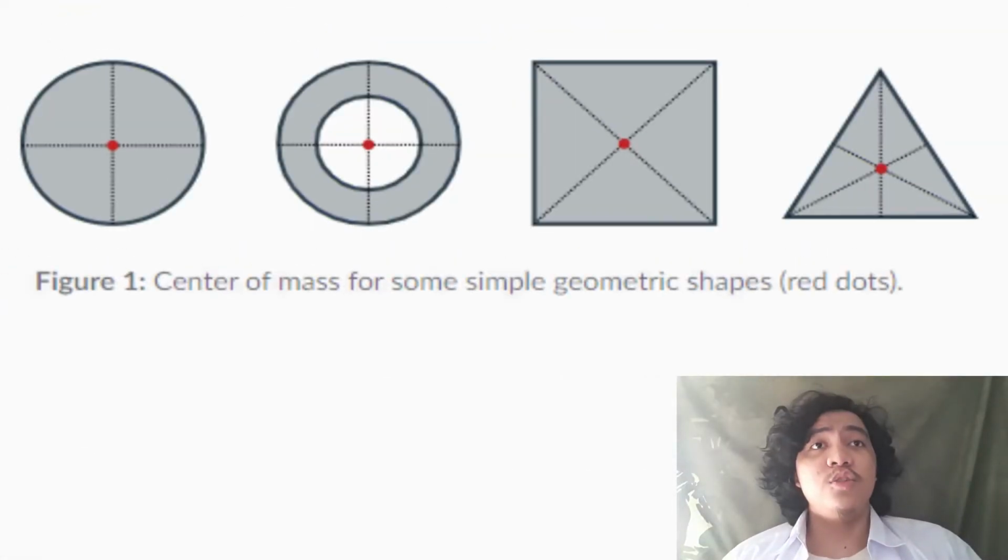Here are examples of geometric shapes with a center of mass. As you may have seen, the center of mass of a uniform disc shape would be at its center. Therefore, sometimes the center of mass doesn't fall anywhere on the object. The center of mass of a ring, for example, is located at its center where there isn't any material.